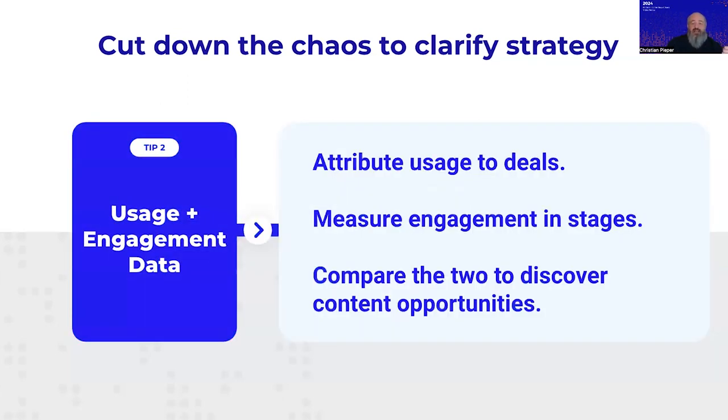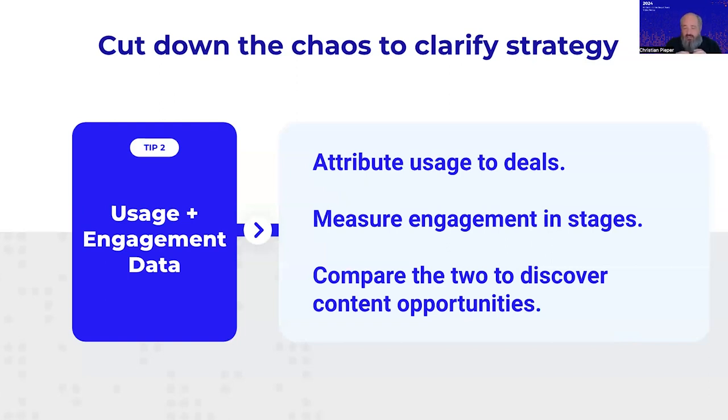I want to stress that it's not enough just to attribute content usage to deals. Yeah, you can say this content was used in these deals and these deals were worth X dollars, but you're not saying anything about how that content impacted those deals. Maybe those deals closed despite the use of that content. Maybe that content was instrumental. You don't know. So in order to understand that, you have to layer engagement data on top of your usage data. That's why it's really important that you use good sales tech that's going to allow you to track engagement with your content, both by your internal and external audiences.